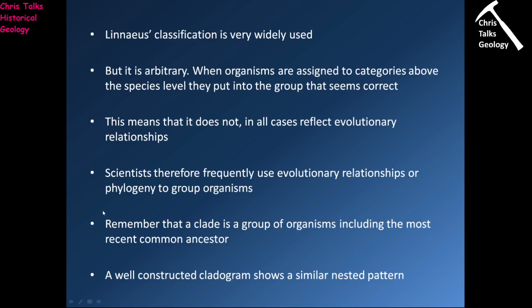So we need to remember that a clade is a group of organisms that includes the most recent common ancestor. So the aim of phylogeny is to essentially split these organisms up into clades and those clades into subclades using the derived characteristics. So a well-constructed cladogram will show a similar nested pattern to the Linnaean classification, which we were just discussing. However, it will be a little bit more robust, and it will show the relationships between the organisms more clearly.